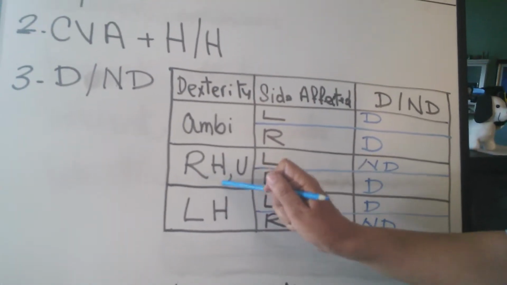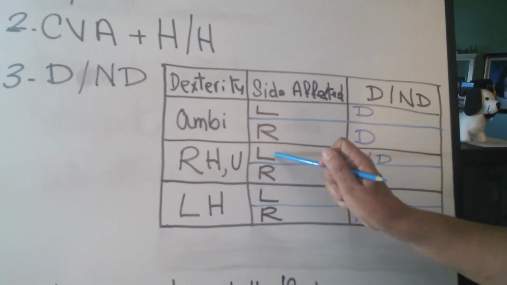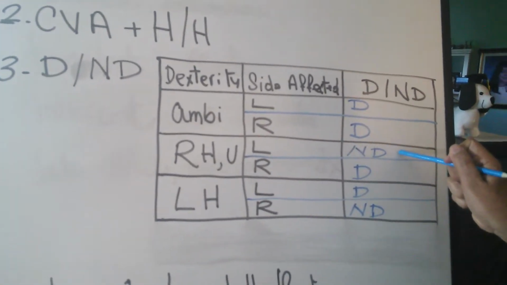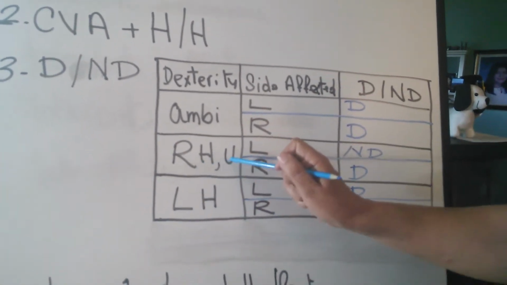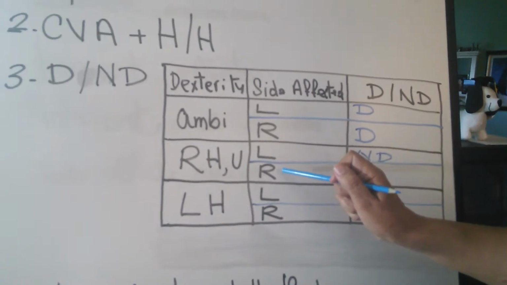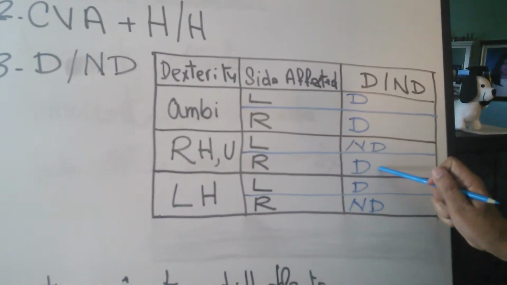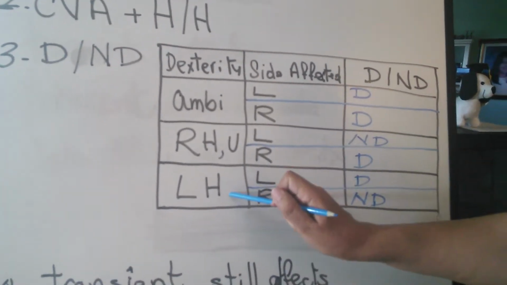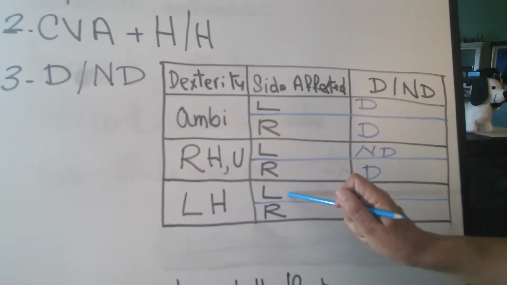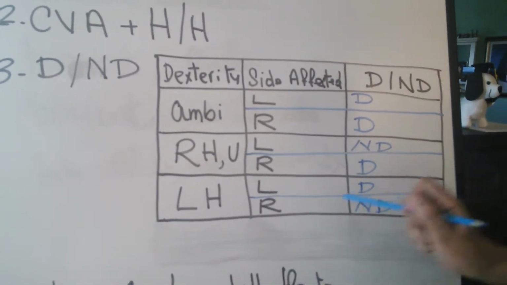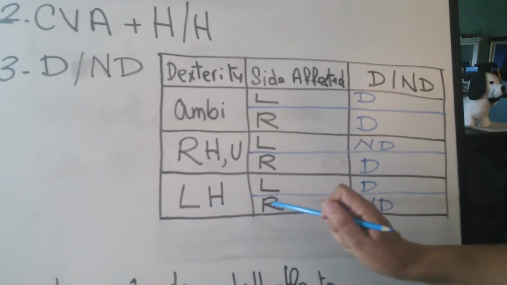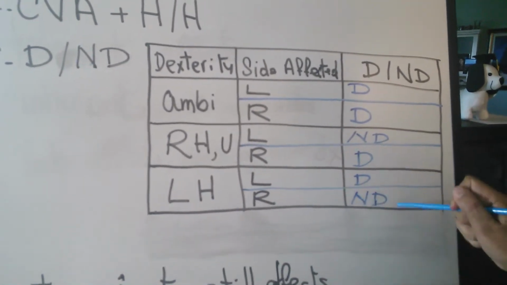If the patient is right-handed and his left side is affected, then it's non-dominant. If the patient is right-handed or is unspecified and the side affected is the right one, then it's dominant. If the patient is left-handed and the left side is affected, then it's dominant. And if the patient is left-handed and the right hand is affected, it's non-dominant.